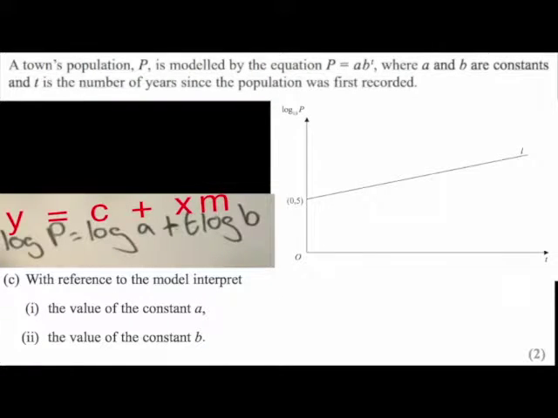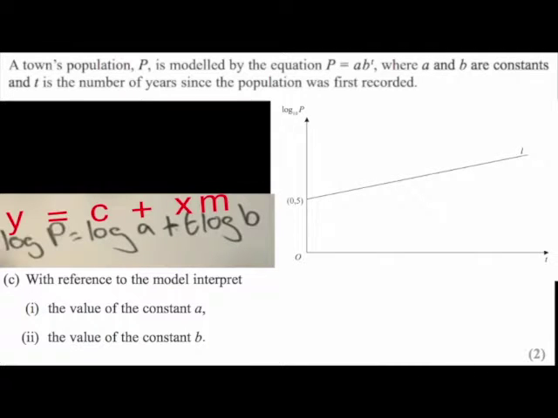Okay, so the last bit is to basically talk about modelling. So we need to decide what these things actually mean. So constant A is the y-intercept. And if we look back at the original question, it says the town's population is what's on the y-axis. So the value of A is going to be the population at t equals 0, so it's the initial population.